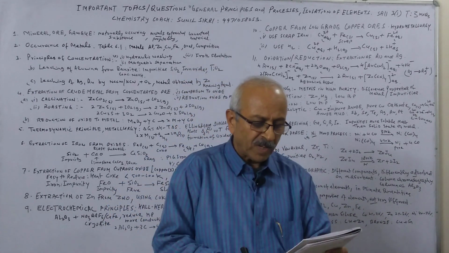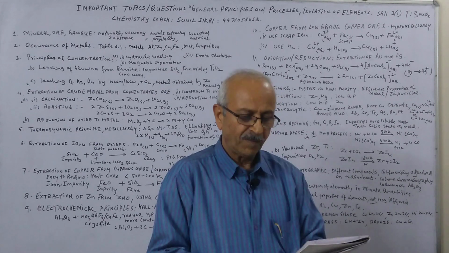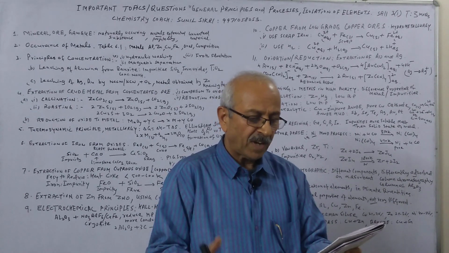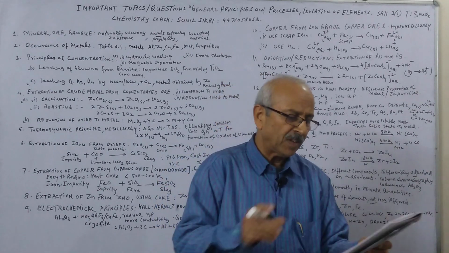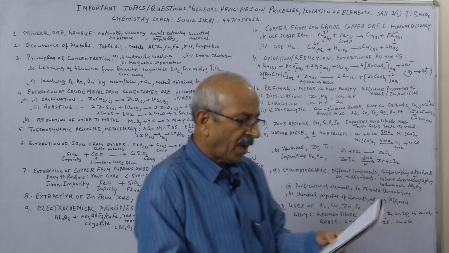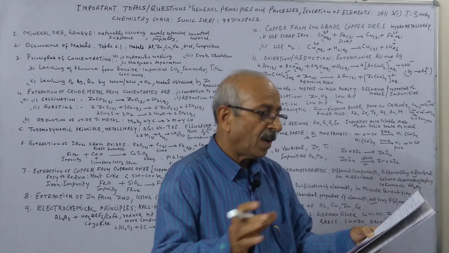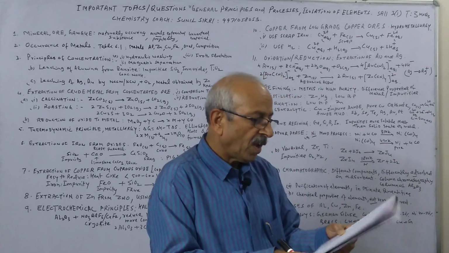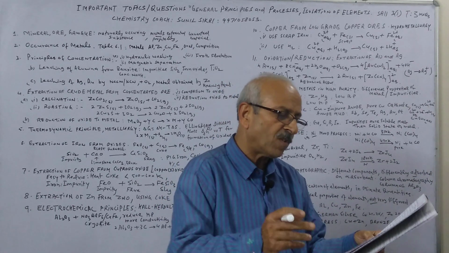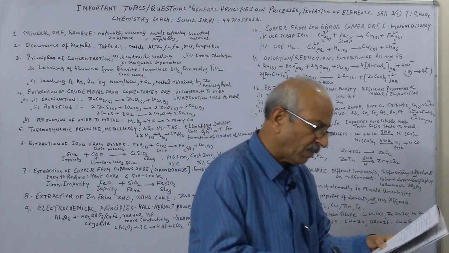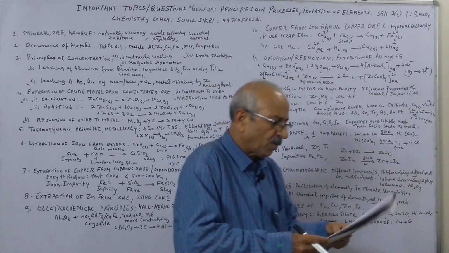What is the role of coke in the extraction of iron from oxides? Coke reduces carbon dioxide to carbon monoxide and helps in the reduction of iron. The equations are given: CO2 plus C gives 2CO, and 3Fe2O3 plus CO gives 2Fe3O4 plus CO2. Fe2O3 plus CO gives 2FeO plus CO2. FeO plus CO gives Fe plus CO2. In the NCERT book, the equations are given. If you have any doubt, go through it.